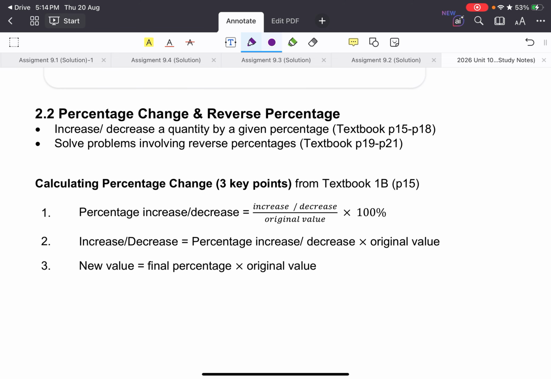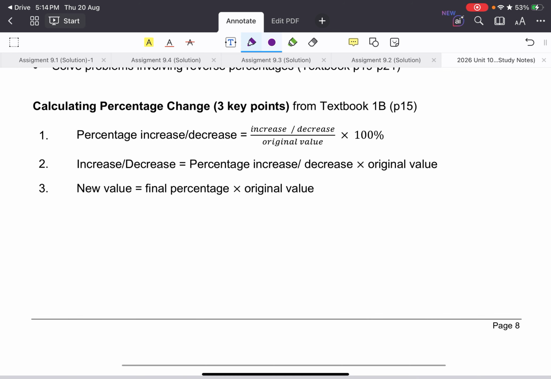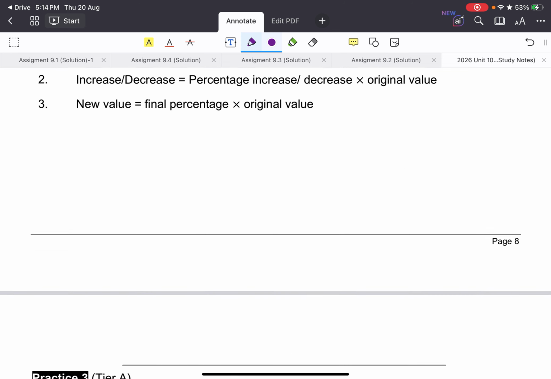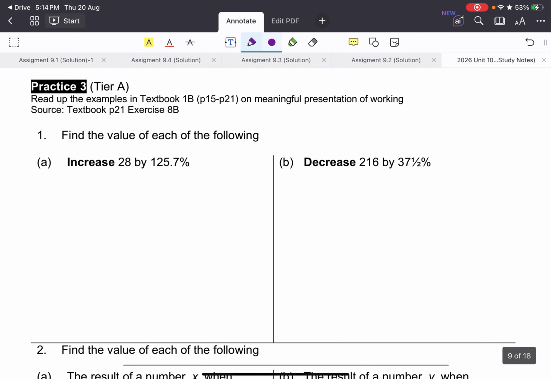Percentage change and reverse percentage. So reverse percentage, what does it do? What it means is that now we want to talk about increase and decrease, and then we have the new value compared with the original value, or the original value getting the new value. So we know how to reverse the process. Let's look at some proper questions.